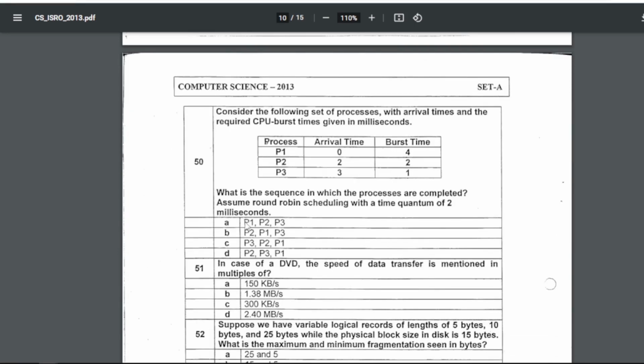Now question number 50 is asking: consider the following set of processes with arrival time and the required CPU burst time given in milliseconds. We have processes P1, P2, P3, arrival times 0, 2, 3, and burst times 4, 2, 1. Now what is the sequence in which the processes are completed? Assume round robin scheduling with a time quantum of 2 milliseconds, right? So for 50, if you solve this you will get the answer as B, that is P2, P1 and P3.